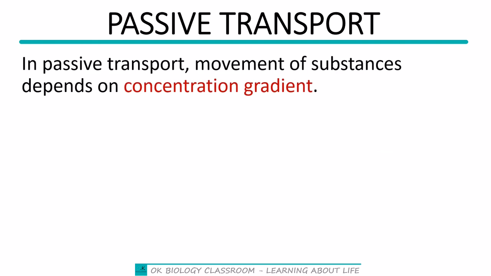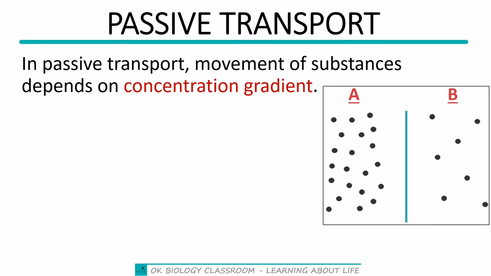So for passive transport, we are talking about movement of substances that depends on concentration gradient. And what do we mean by concentration gradient? Let's look at this. In chemistry, concentration talks about the amount or the number of substances that is found within a specified volume. So here you would see that I have indicated A as one region and B as another region. And there are some molecules that are found in here, in A, and there are molecules that are found in B. In concentration, we are comparing how many of these molecules are found within a specified volume.